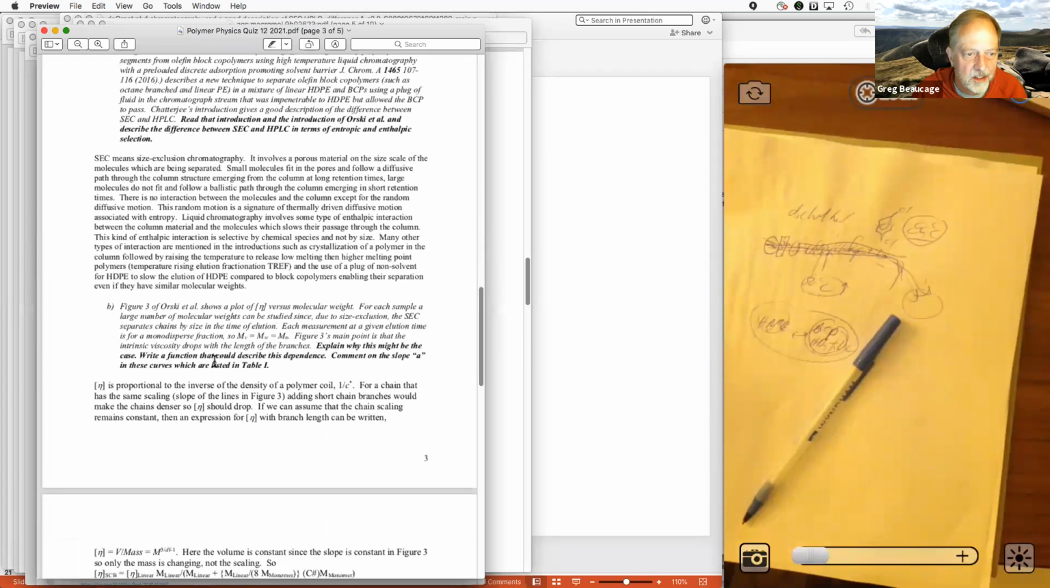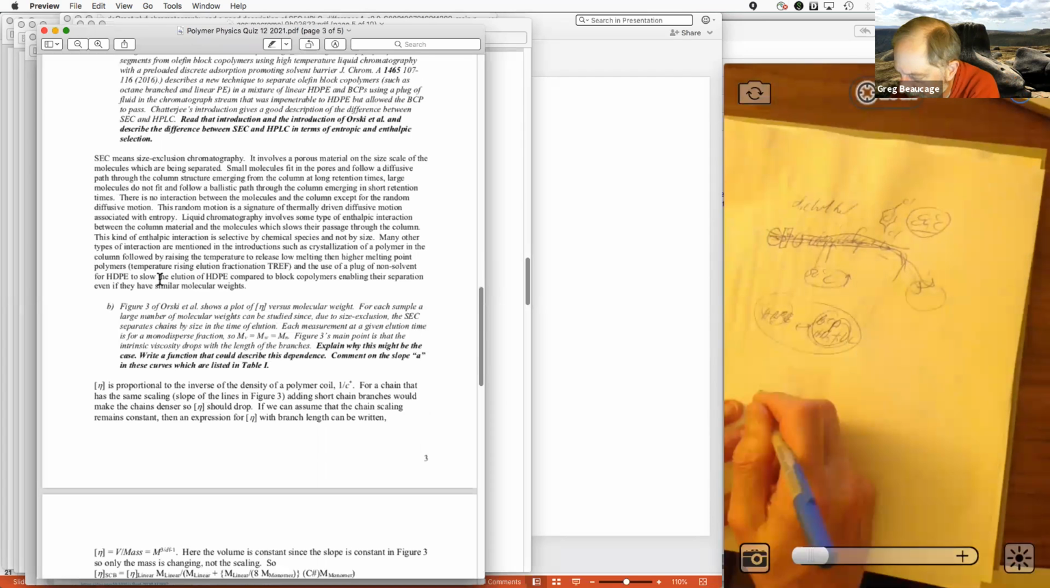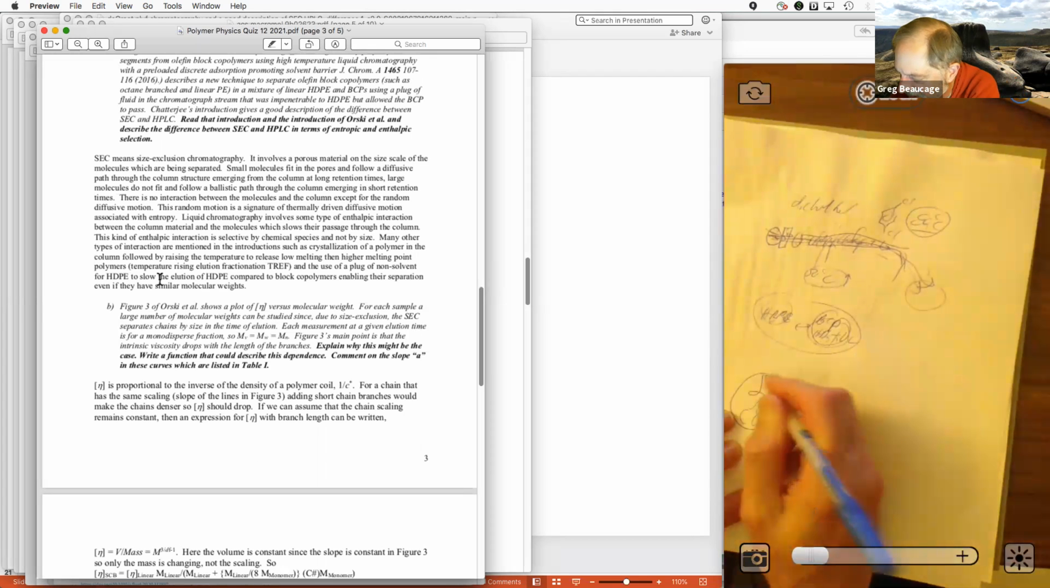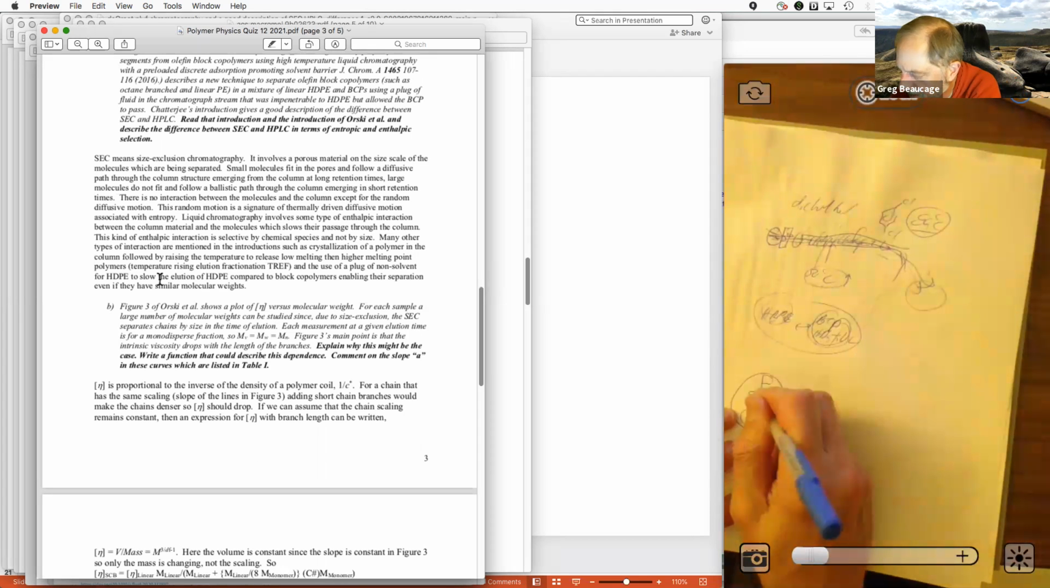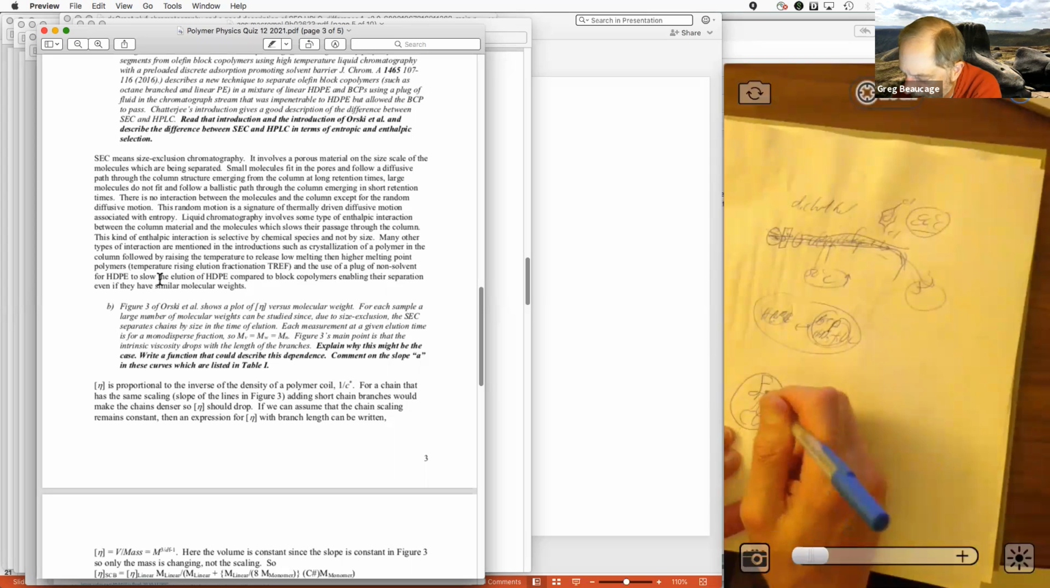So B is like explain why it's the case. So the case I said before, like you have the chains. The chains are keeping the same hydrodynamic radius. So these short chain branches aren't impacting the coil. That means that basically there's no change in the Kuhn length.